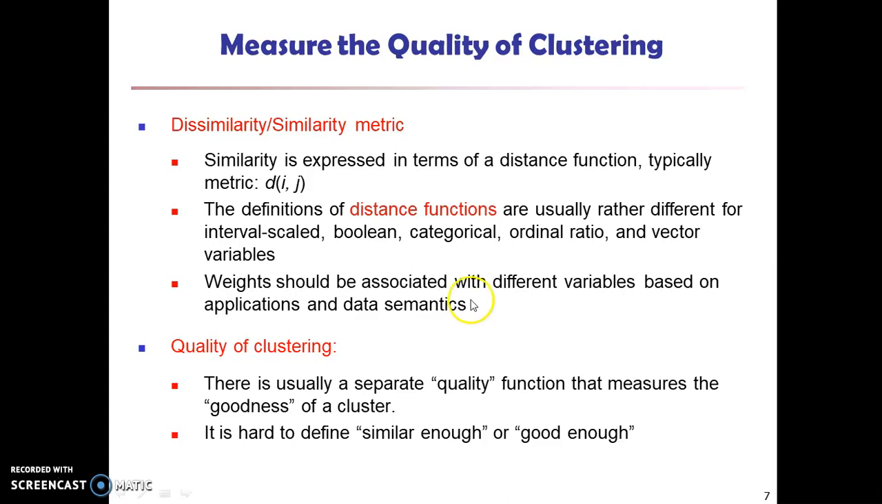So we have a number of data points. Each and every data point will be associated with some weight. So based on the weight, these data points will be identified and clustered. Then quality of clustering: there is usually a separate quality function that measures the goodness of the cluster. For each and every clustering process, there is one separate function which will help you to evaluate the quality of the cluster. It is hard to define similar enough or good enough.